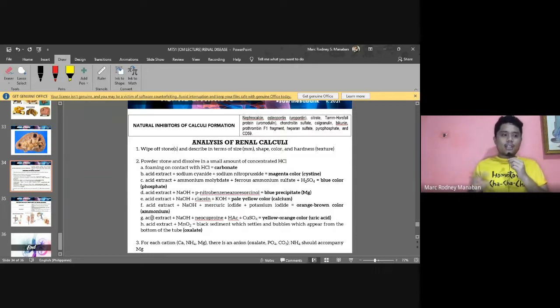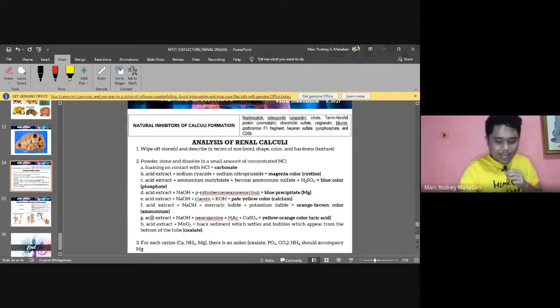Maybe you make aliquots. You dissolve the powder in HCl, so you powderize the stone and then add HCl. And maybe the liquid, you divide into different test tubes, and then you perform all of that. I'm not sure about your procedure, but those are the reagents needed. Alright, so that's the analysis of renal calculi in terms of their composition.